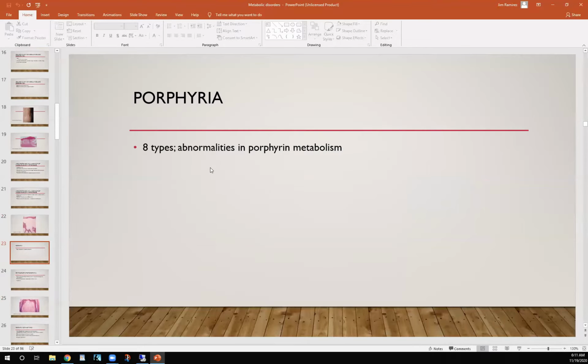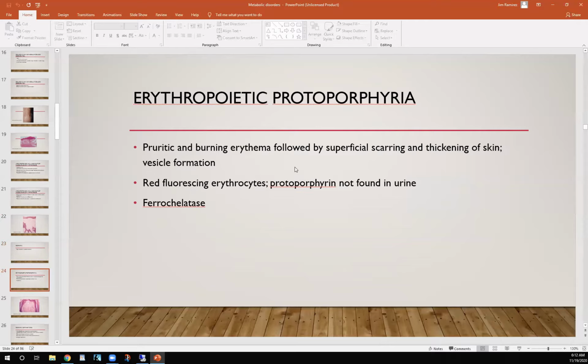Okay, so we're going to shift gears a little bit and talk about porphyria. There's a whole bunch of types of porphyria. We're not going to go into all of them. I just mentioned a couple of highlights of two of them, but there are 8 types, and of course abnormalities in porphyrin metabolism. So I wanted to talk about erythropoietic protoporphyria.